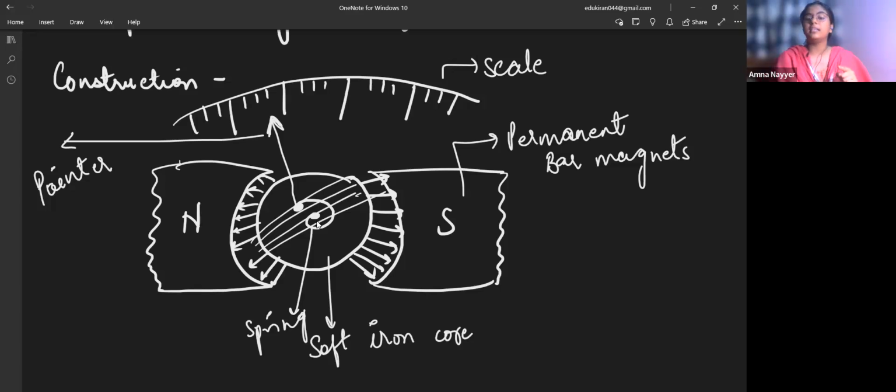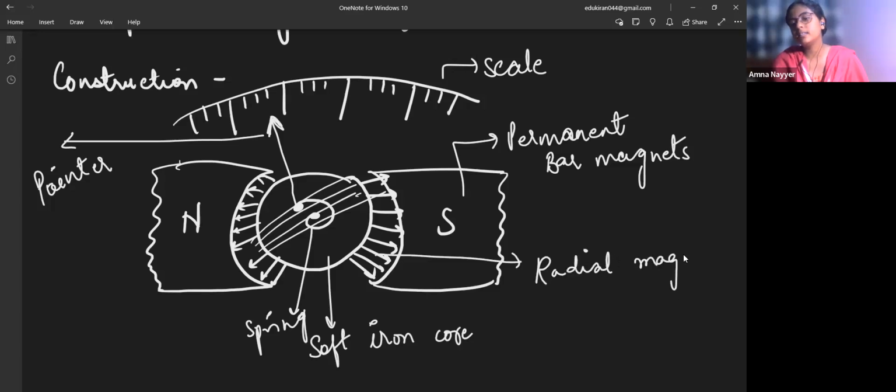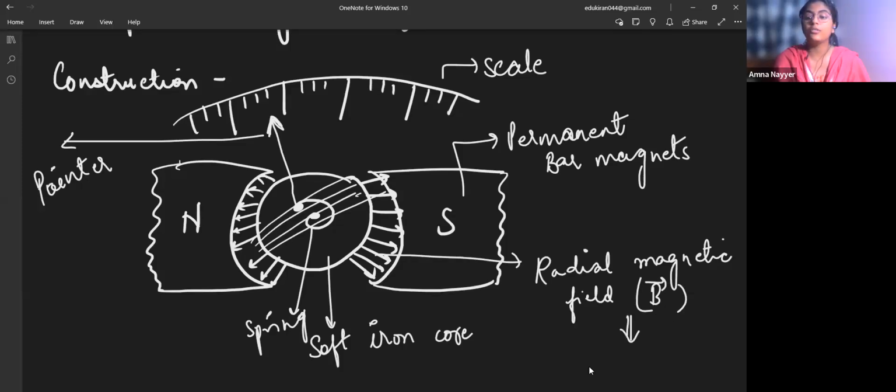Now these magnetic fields, when they come out of it, because of the concave endings of the bar magnet, come out to be radial. They are present all along the radius of the curve like this. So these are the radial magnetic fields, and this is uniform.